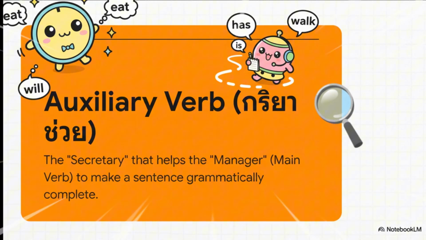Okay, this is the big idea that's going to make everything make sense. Just think of the main verb in a sentence, words like eat, walk, or sleep, as the manager. They're in charge of the main action. The auxiliary verb, then, is their superstar secretary, who comes in to handle all the important nitty-gritty details.